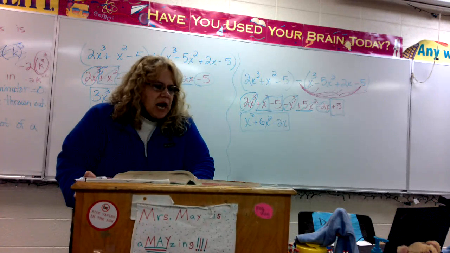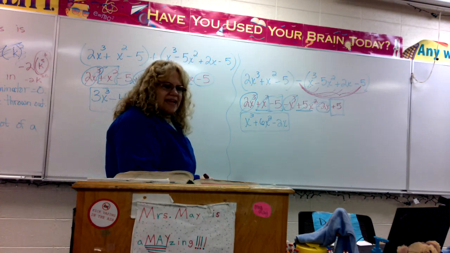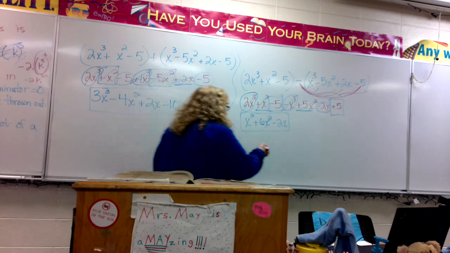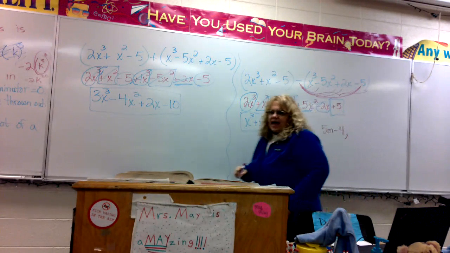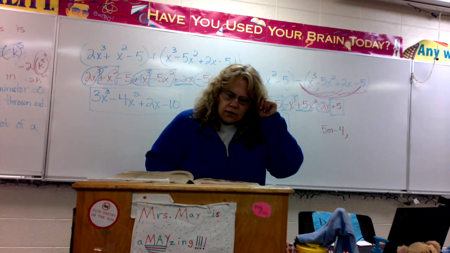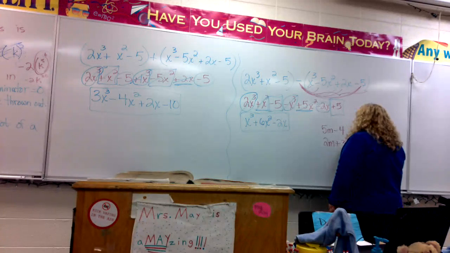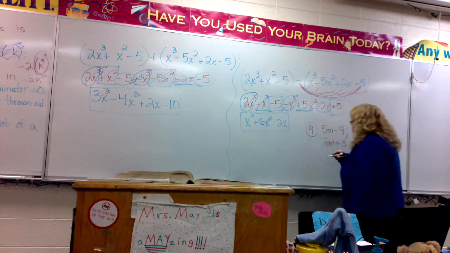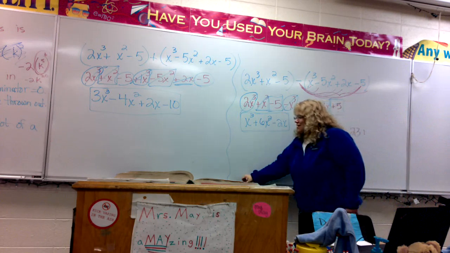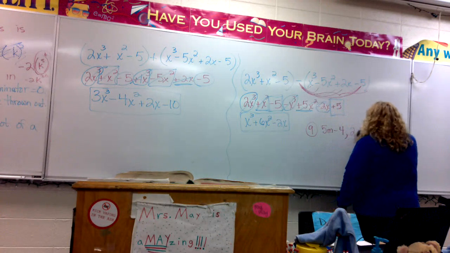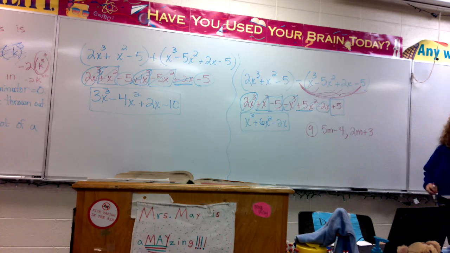When you get to number 9, 9a, well, there's A and B if you read the directions, 5m minus 4 and 2m plus 3. Are you looking? So, did I say this was number 9? That's not how they have it in the book. I'm going to put it how they have it in the book. Only I'm going to write it correctly. Okay, so that's how they have it in the book.